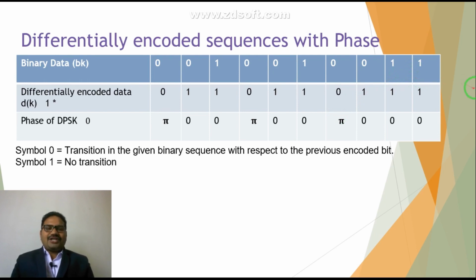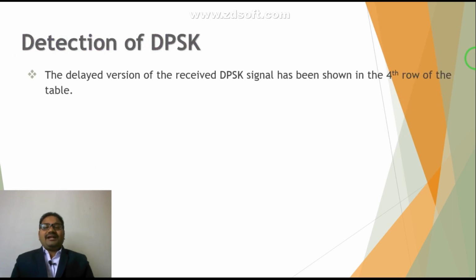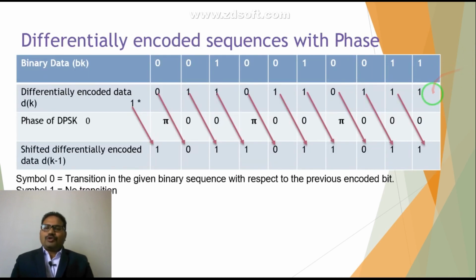So the phase change occurred at d of k, it would be what? Represented by 0. Now, the delayed version of this received DPSK signal has been shown in the 4th row of the table. So you can see this one. This is d of k, and as I told you, the encoder has 2 inputs, that is b of k, and the second one is what? The delayed version of this encoded data.